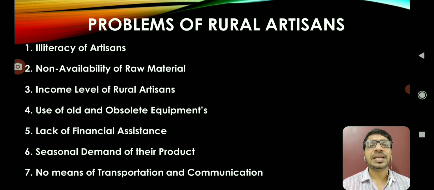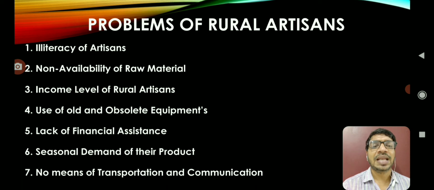Third one is income level in rural artisans. In rural areas, there will not be huge demand for these products, and so the pricing would be very less, so that income levels of rural artisans would be miserable. And next one is use of old and obsolete equipment. Most of the artisans follow their legacy or tradition of making certain products. So, obsolescence of technology is one kind of problem for rural artisans.